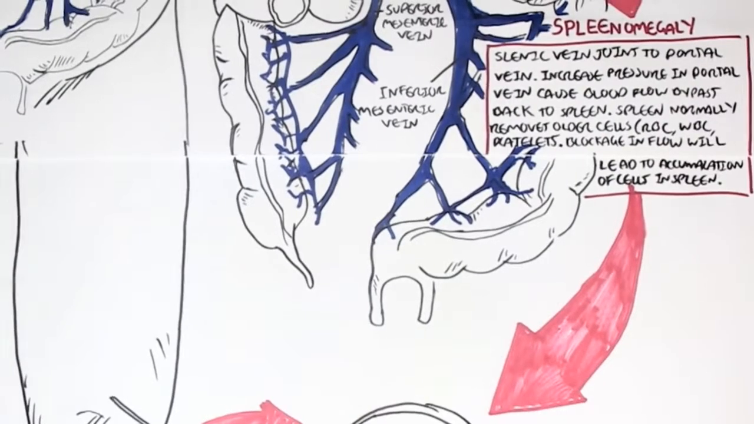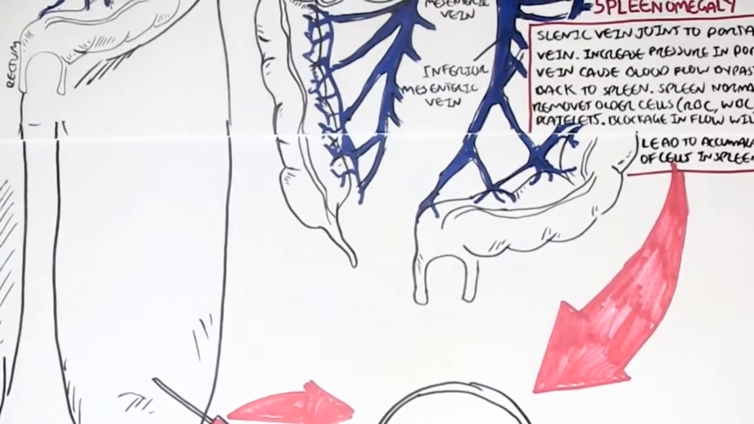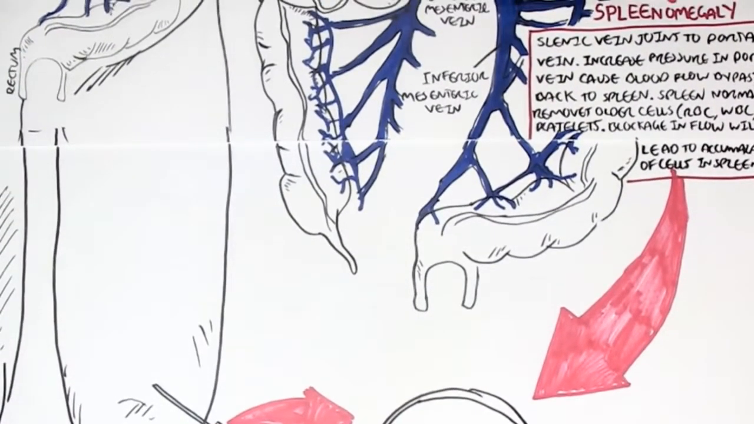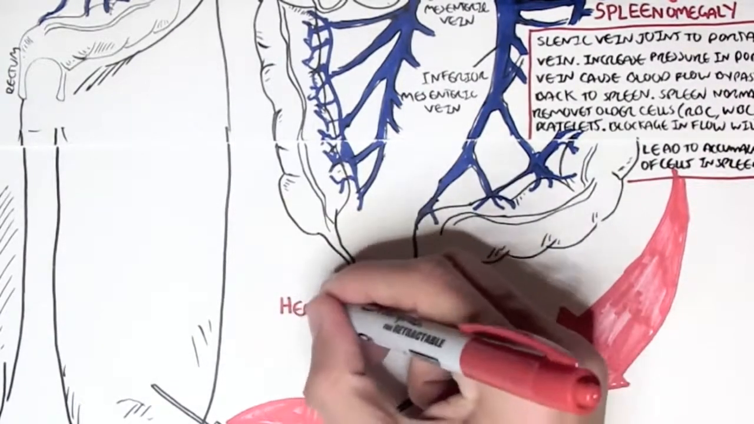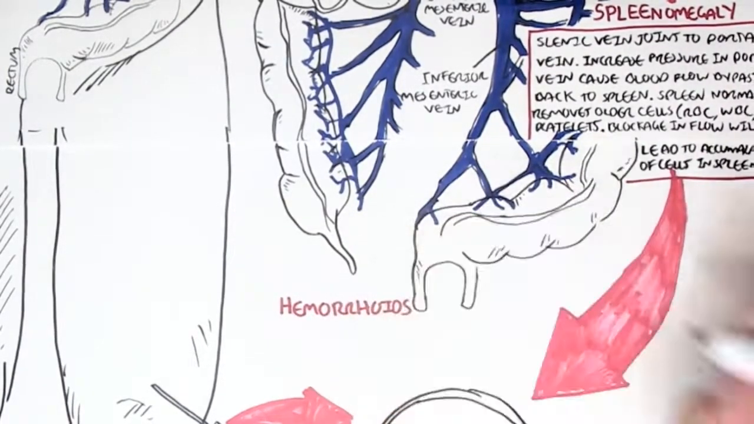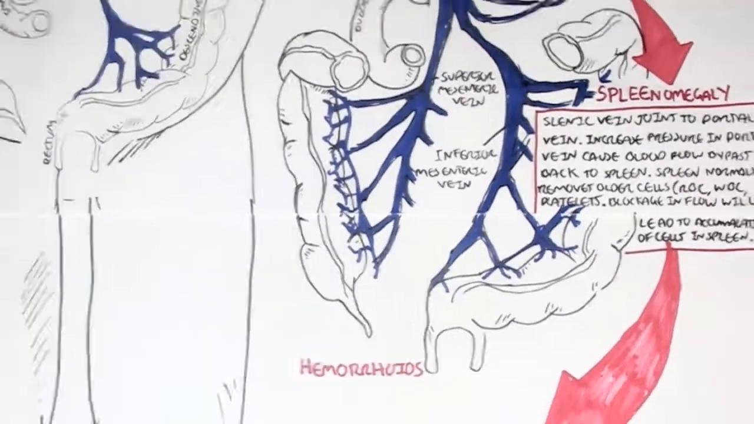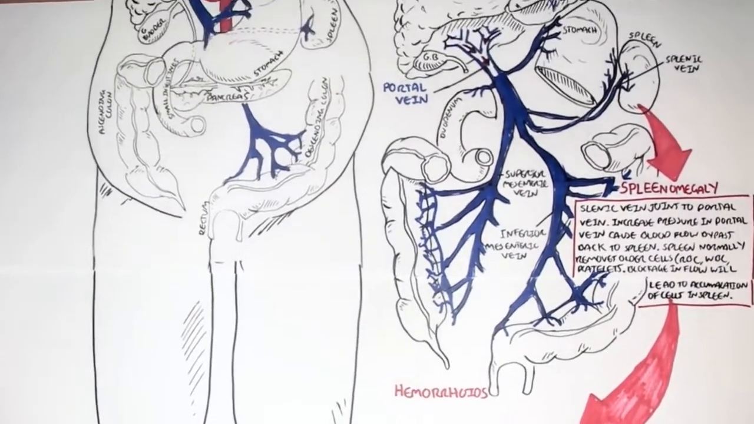Another problem due to the portal hypertension is that the veins coming from the rectum can't flow back out. This would lead to hemorrhoids, a condition known as hemorrhoids. So that's another condition for liver cirrhosis.